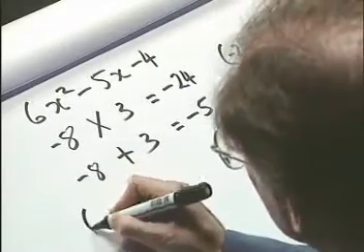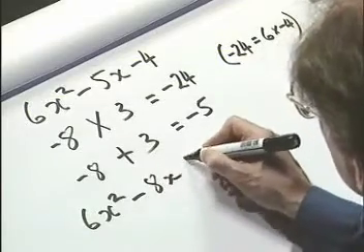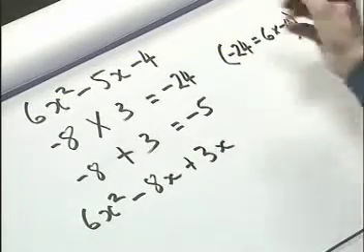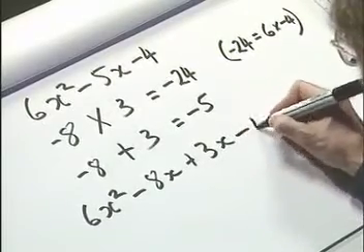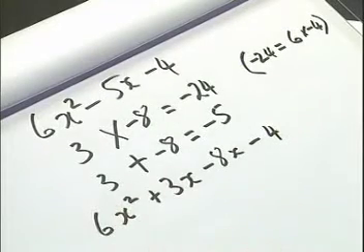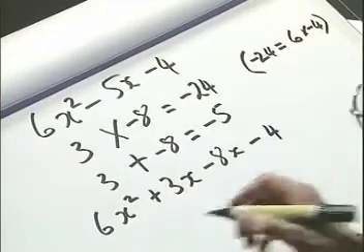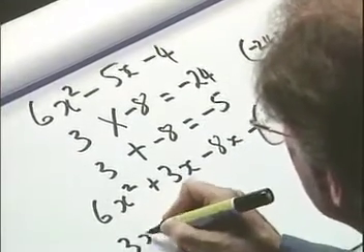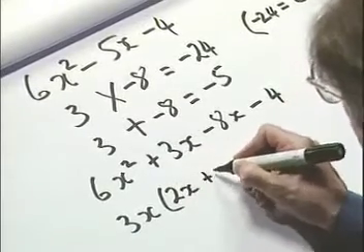So we've got 6x squared minus 8x plus 3x, breaking down that 5x, minus 4. Common factor here. Well, the 6 and the 3 share a common factor of 3, and of course with x squared and x, common factor of x. So we can take out 3x, and that will leave us 2x plus 1.